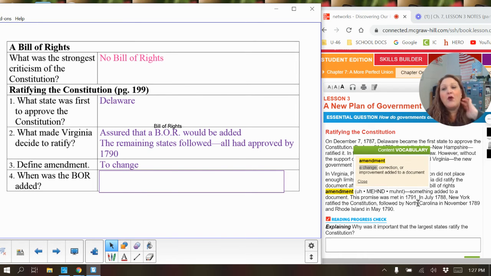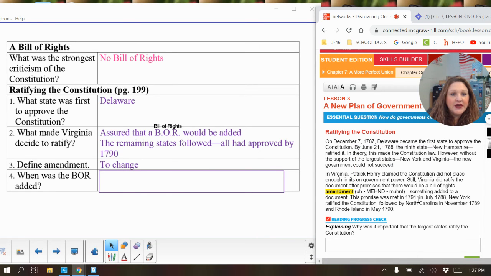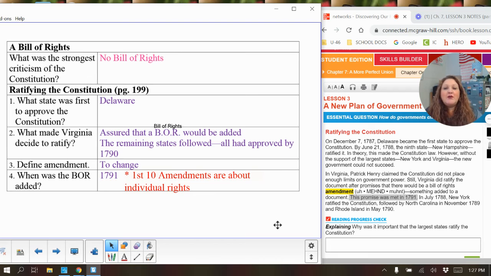So number 4, when was the Bill of Rights added to the Constitution? And we're gonna see that here. This promise was met in 1791. So the first 10 amendments are about individual rights of the citizens. And they were all added at once. And then when we move into amendments after the first 10, they were all added at different times separately, but numbers 1 through 10 were all added in at the same time in 1791. So you're also going to need to know that the Bill of Rights has 10 amendments in them, okay?